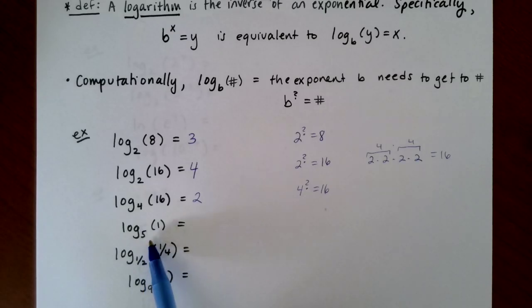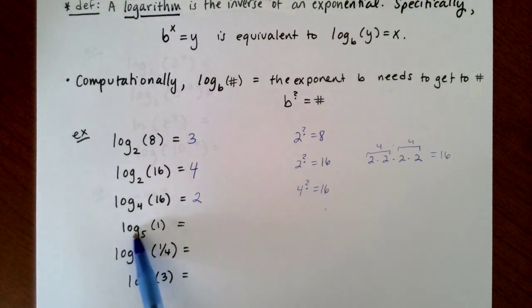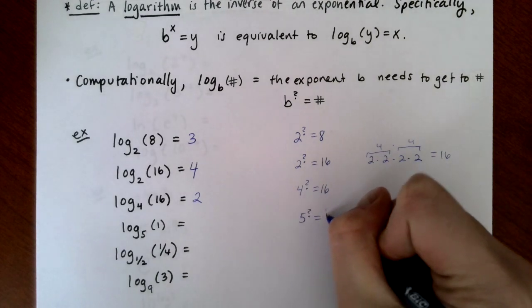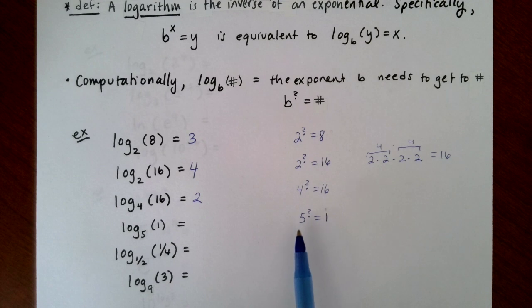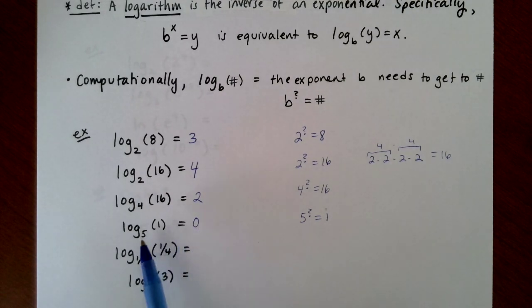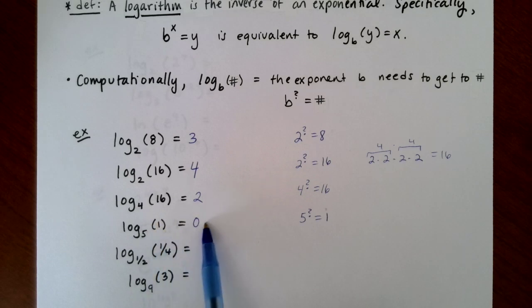Now we get into some more interesting examples with less intuitive outputs. Log base 5 of 1 is saying what power does 5 need to get to 1? And we remember that anything raised to the 0 power is 1. So the exponent we would need here is 0. So this answer is 0. And this would actually be my answer, even if this 5 were a different number. So log base 7 of 1 is 0. Log base 10 of 1 is 0. Anytime you're trying to get to 1 as the output, the exponent you need is 0.